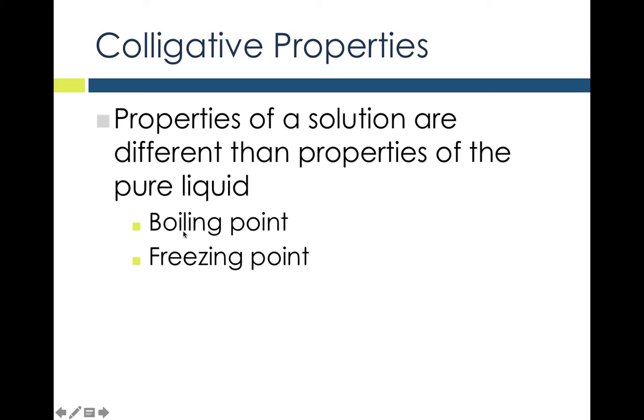Same with the freezing point. Freezing point as a colligative property simply means that if I took pure water and I tried to freeze it by putting it in the freezer, and then let's say I had a separate beaker of salt water, and I took that and put that in the freezer, they will both freeze at different temperatures. So water will freeze exactly at 0 degrees Celsius, and salt water will freeze at a different temperature.